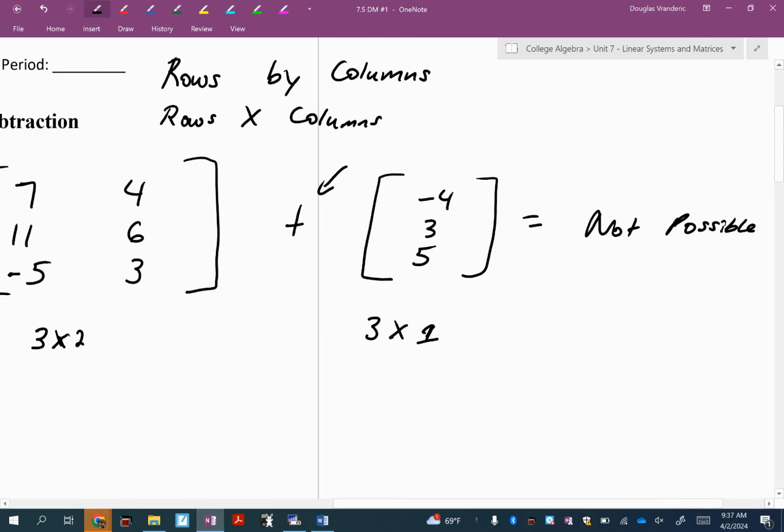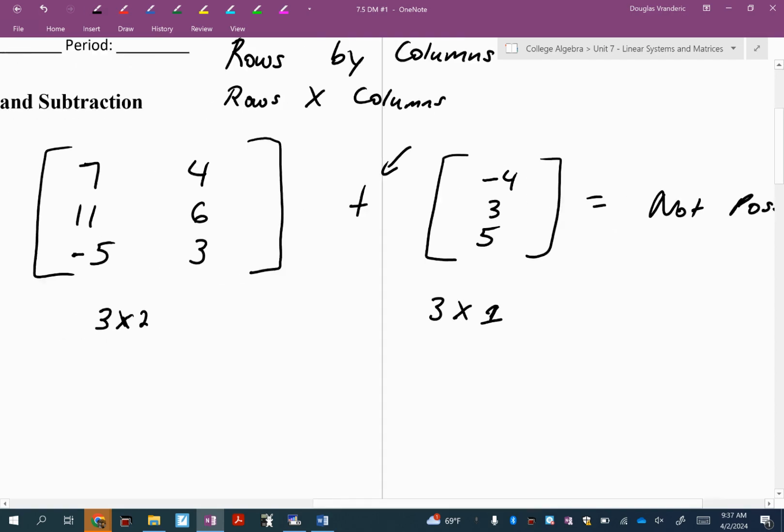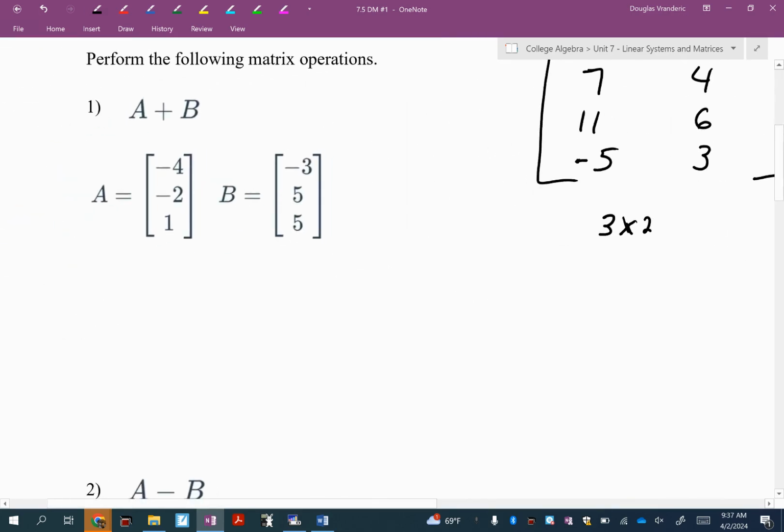Now, that's not going to happen today. All the ones you're going to do today, I'm pretty sure are possible. But I just want to make sure you're on the lookout, because I could try to mess you up. If I give you dimensions for these matrices that are not exactly the same, so the same rows and the same columns, you cannot add them, you cannot subtract them. Okay, everybody good? All right. So you just put not possible.